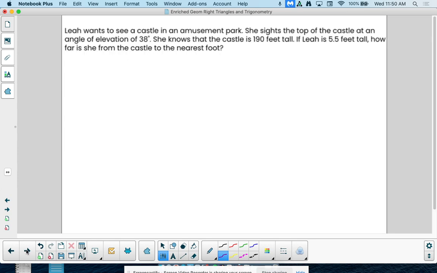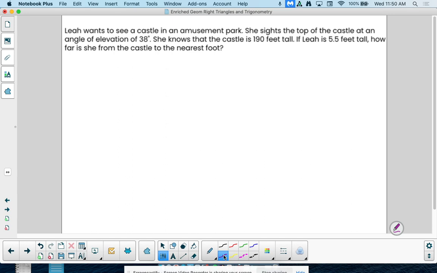All right, now we have some application here. It says Leah wants to see a castle in an amusement park. She sights the top of a castle at an elevation of 38 degrees. She knows that the castle is 190 feet tall. If Leah is 5.5 feet tall, how far is she from this castle to the nearest foot? That's a lot of information, right?